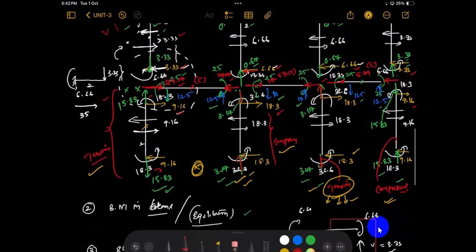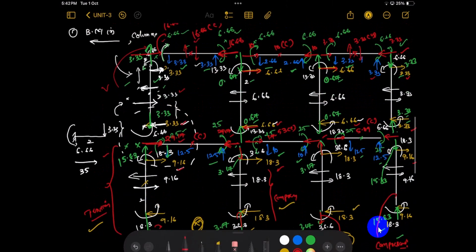So one thing I should remember: all beams must be in compression. There is no chance for beams to enter into tension. There is no chance. Okay, all beams must have compressive force only.